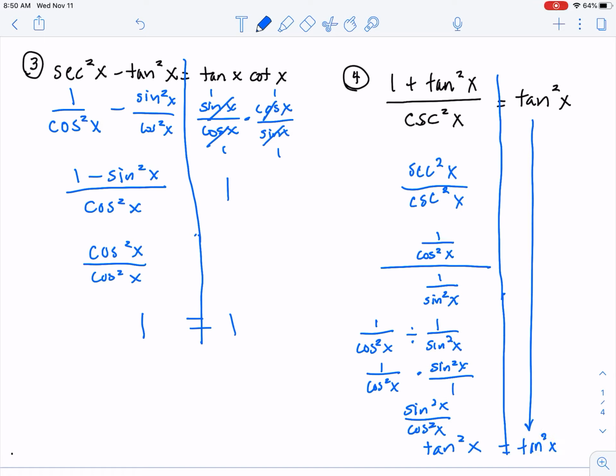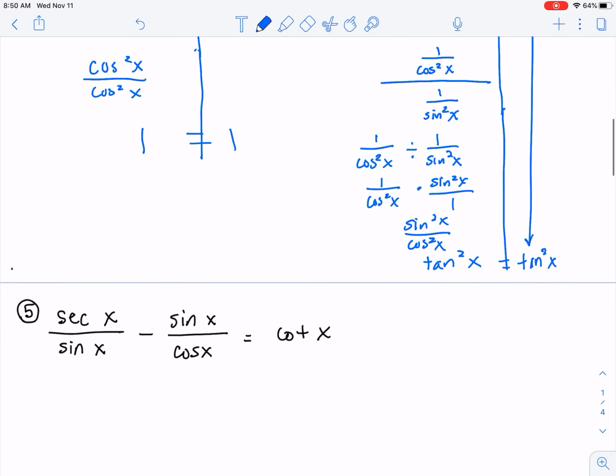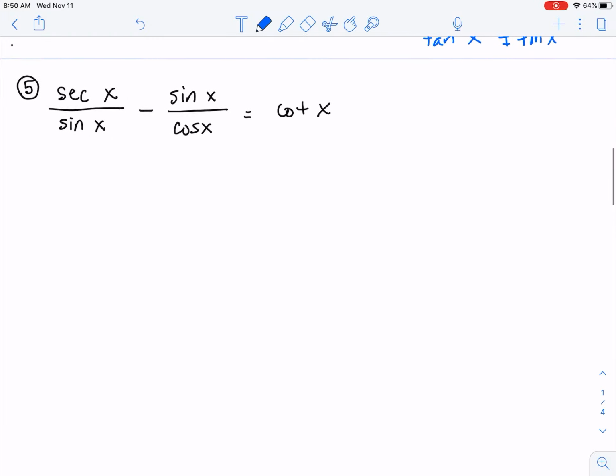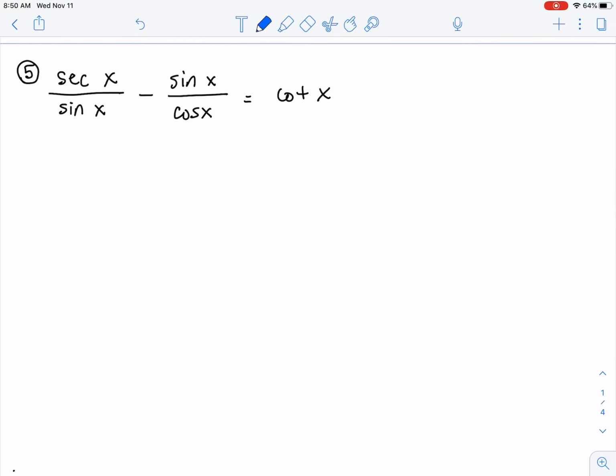So notice we also don't just have to have the 1 equals 1. As long as your left-hand side equals your right-hand side, you're good. You've proven it. Okay? Let's do a few more examples. I think I have a total of 8 maybe. All right, take a look at number 5.